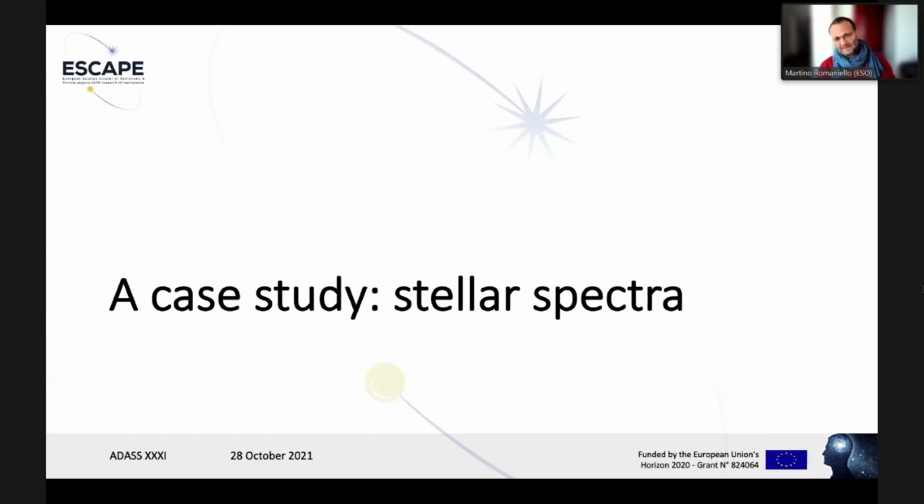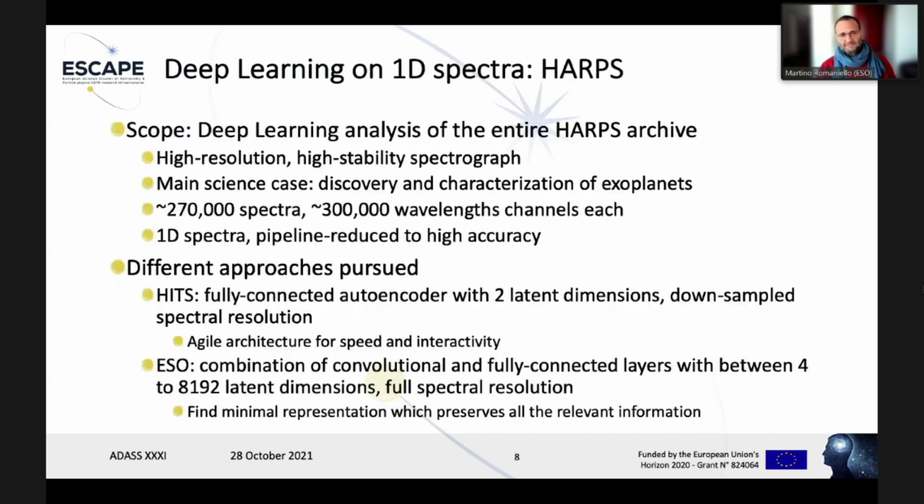And we started, as a case study, from stellar spectra. The instrument of choice was HARPS because it had a large archive of the order of 300,000 individual spectra, each with of the order of 300,000 wavelength channels. And we've done it in two ways. We've collaborated with HITS in Heidelberg on this. They chose a fully connected autoencoder with two latent dimensions. This is a very agile architecture, which is great for speed and interactivity.